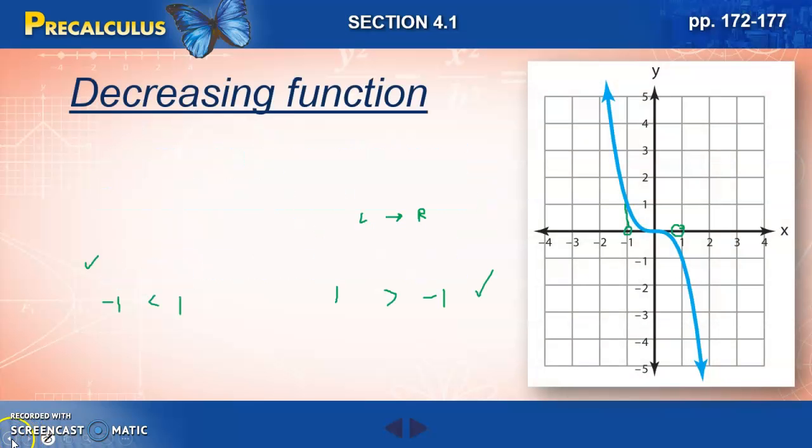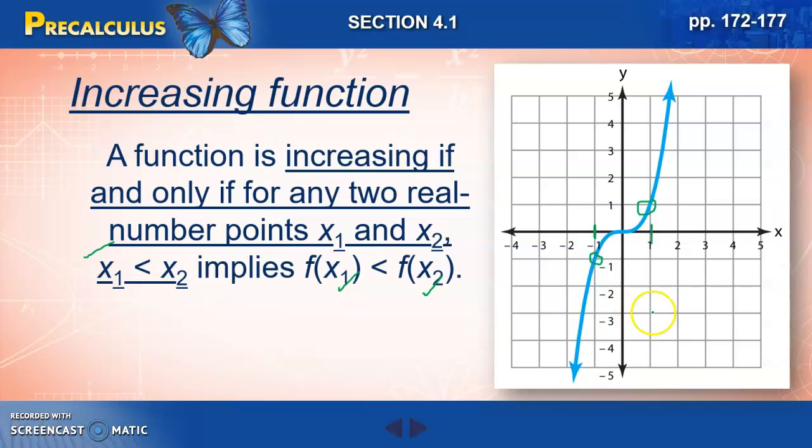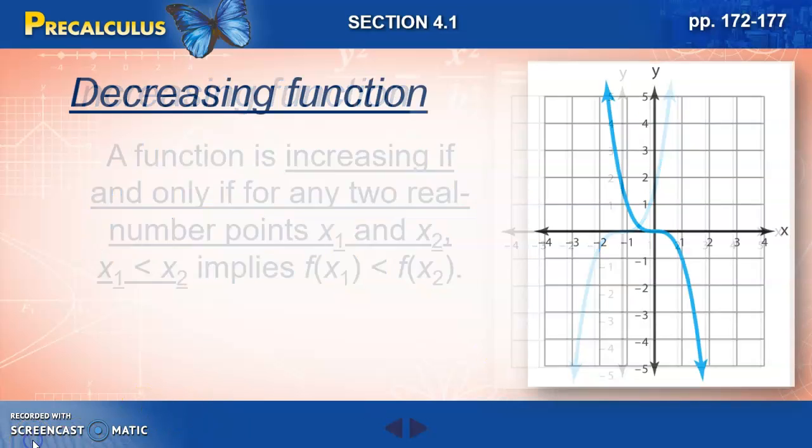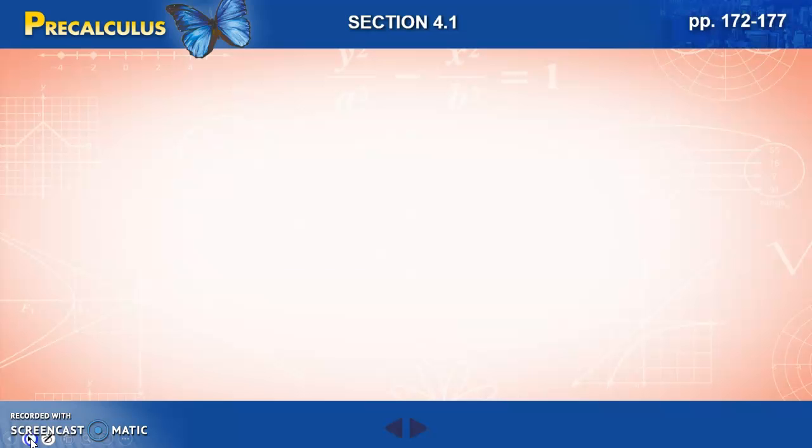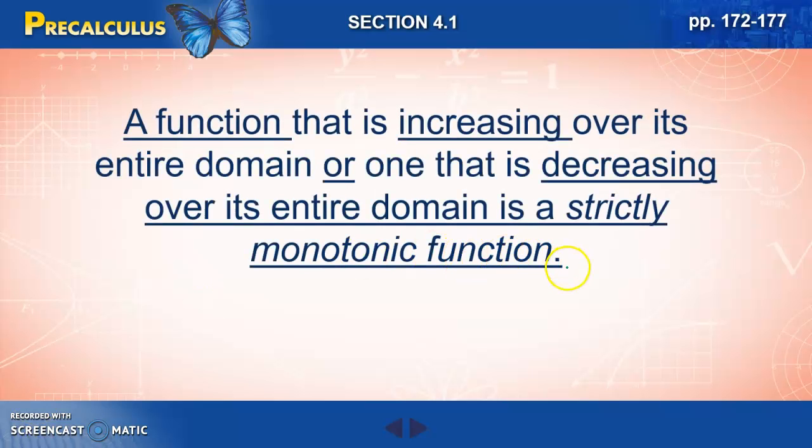We saw this graph here was increasing over its entire domain. From -infinity to +infinity, it is increasing. Strictly monotonic. This function, from -infinity to +infinity, it is decreasing. Strictly monotonic. You should also be thinking, oh, so like linear functions, those are strictly monotonic.